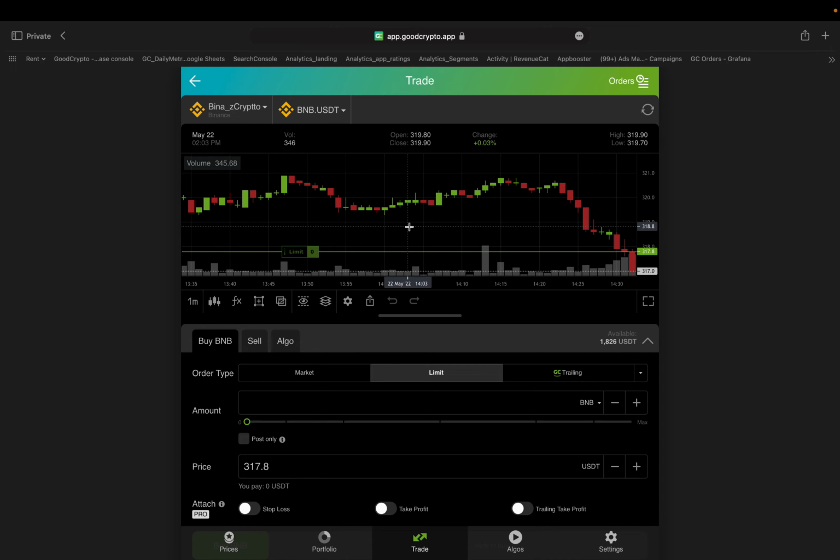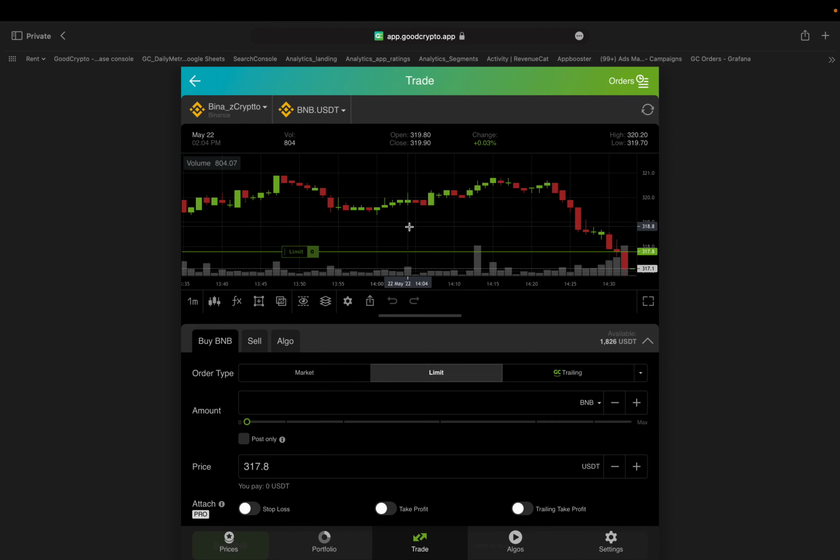And now we're going to see how actually to launch grid on GoodCrypto. We are going to be doing that on spot. Launching grid on derivatives is going to be a separate video. Today we'll be looking at launching grids on spot.